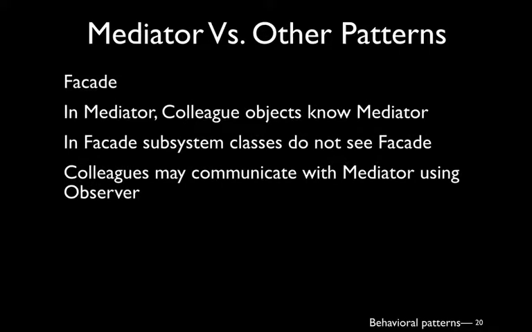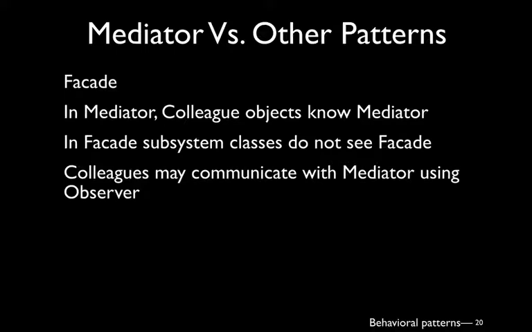So how does this relate to other patterns? A facade and the mediator have some similarities between them. In the mediator, the colleagues know about the mediator. Notice how the hub and the spoke and all of that know the mediator, either the implementation or the interface. In the case of facade, the facade knows the subsystem, but the subsystem does not know the facade. Remember, a facade is simply a helper. The helper knows what it's dealing with, but the ones that it's dealing with don't know the helper.